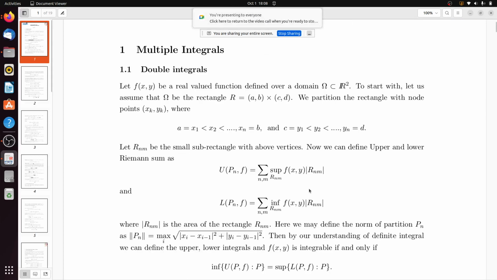So, good evening, everyone. In today's class, we will discuss multiple integrals. And if time permits, then I will discuss some concepts of vector space.